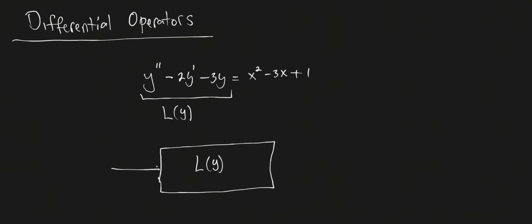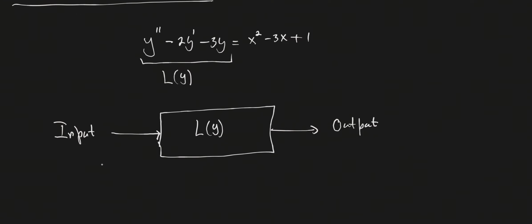And for this particular function, or any function for that matter, when I plug a certain thing into the left-hand side, I will get a certain output. So for instance, as an example, suppose I wanted to find L of e to the x. Suppose I were to put e to the x into my magic box that happens to be the left-hand side of this differential equation.